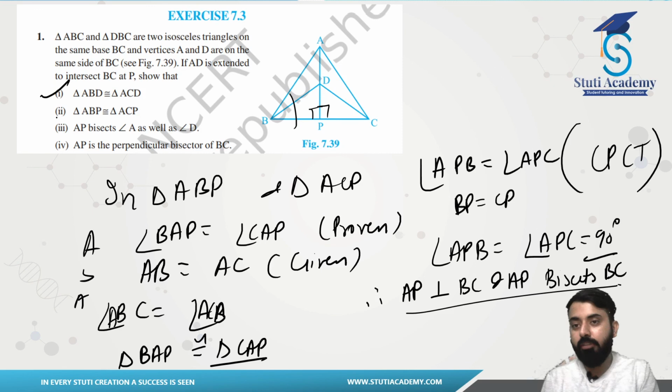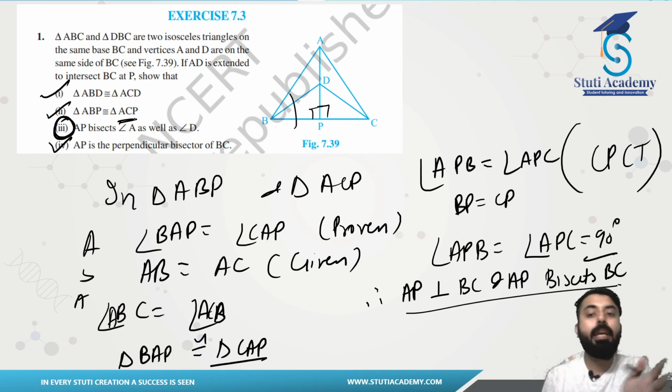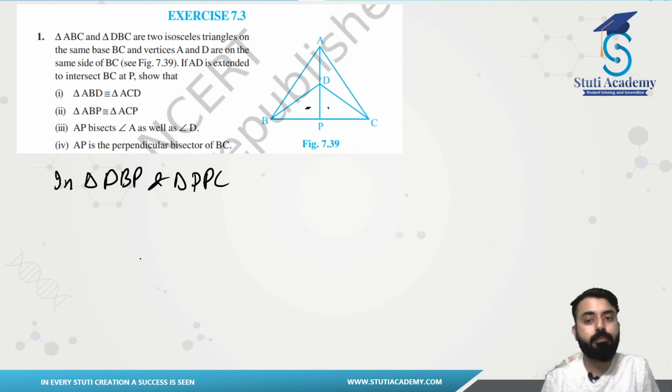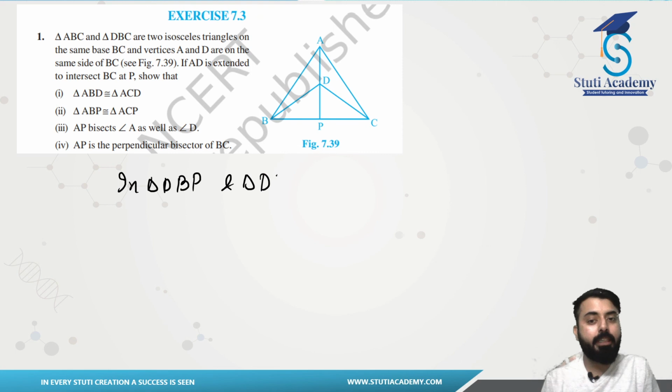We have proved our first part, we have proved our second part, we have proved our fourth part. But this part is left because we have only shown that angle A has been bisected, but we have to show that angle D is bisected also. So for this we are going to do what? Let's erase this one. Now we are going to come to these two smaller triangles. So in triangle DBP and triangle DCP.